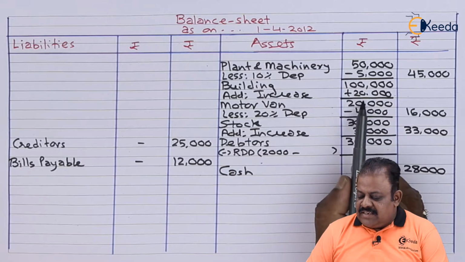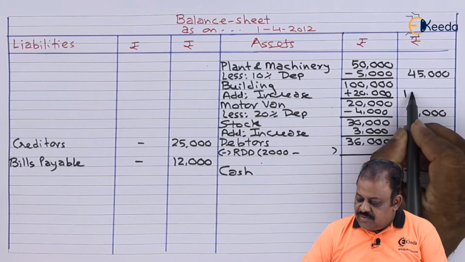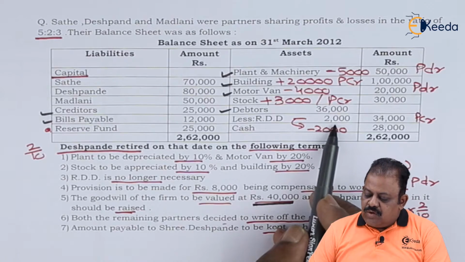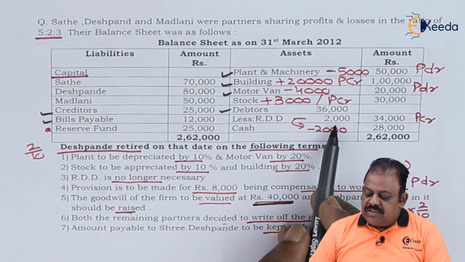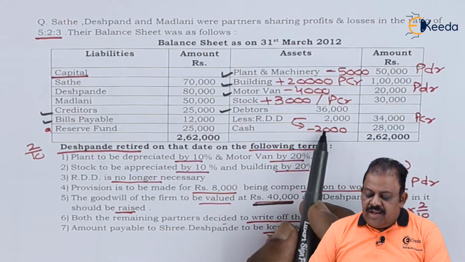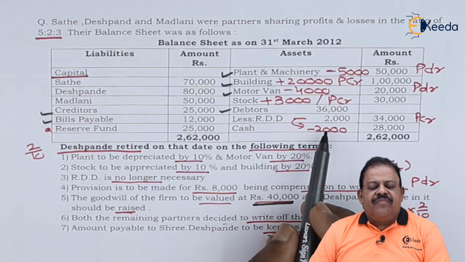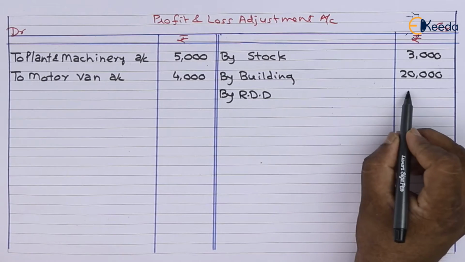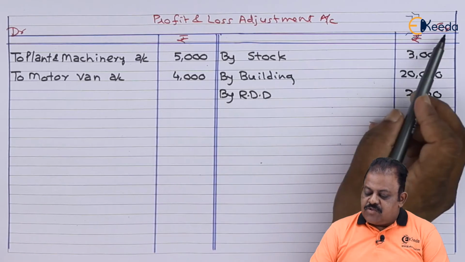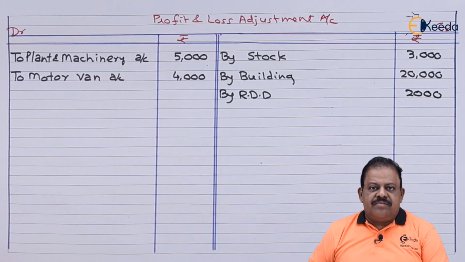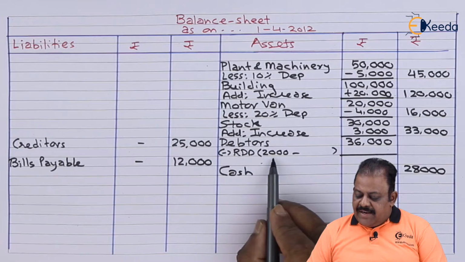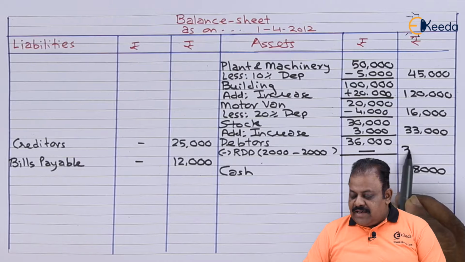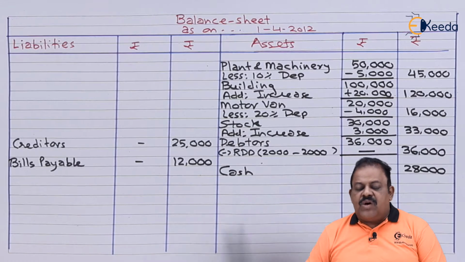Building 1 lakh, increase is added 20,000. So it is 1,20,000. RDD is no longer necessary. RDD is 2,000. We have to deduct 2,000 from this so that it will become nil. This will have second effect to the credit of profit and loss adjustment account. Profit and loss adjustment account credit by RDD 2,000. Balance sheet asset side, from RDD 2,000 we are required to deduct 2,000, so it becomes 0. So gross debtors and net debtors will be same now, 36,000.